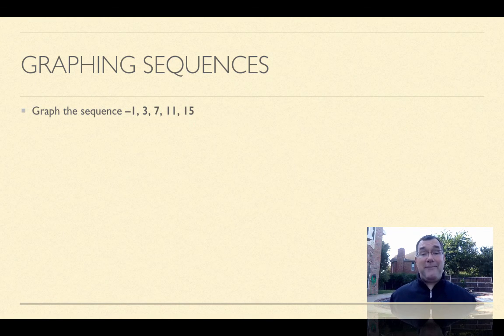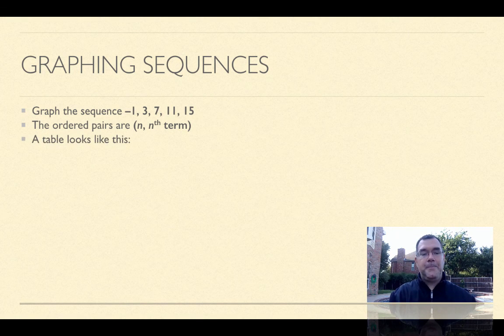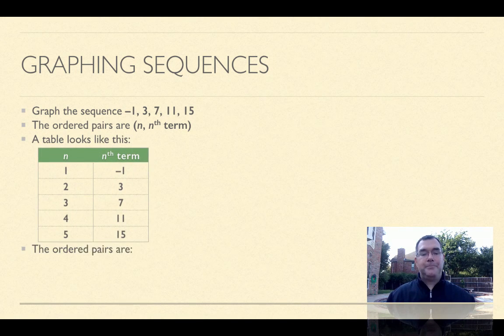So if I were to graph that, I need the function in order to do that, which is why I talked about the function first. So if I have this sequence, -1, 3, 7, 11, and 15, then I'm going to use ordered pairs of n and then what the nth term is. So n will start at 1 and go up by 1s, and the nth term will be all those numbers in the list. So here's what the table looks like.